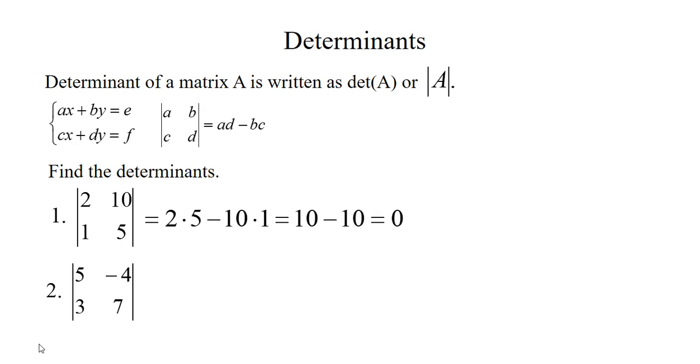Let's try one more. We want to find the determinant of the matrix 5, negative 4, 3, 7. So we're going to cross multiply 5 times 7 and subtract the other cross, which is negative 4 times 3. In this case, we get 47, which tells us that this system would have exactly one solution.